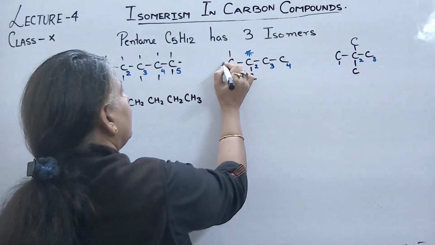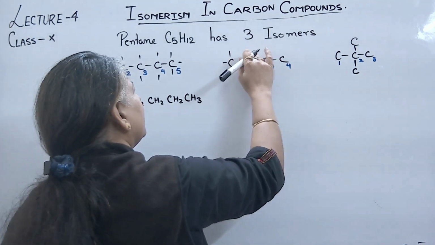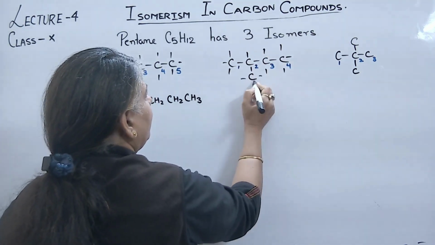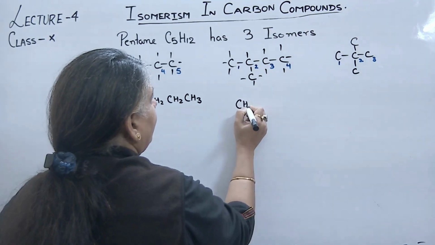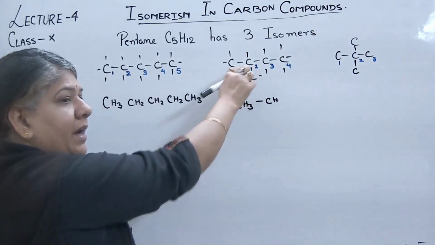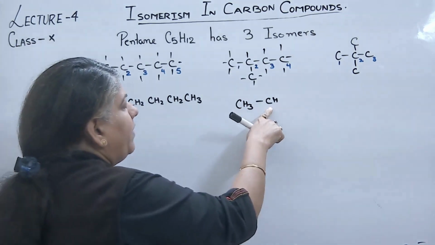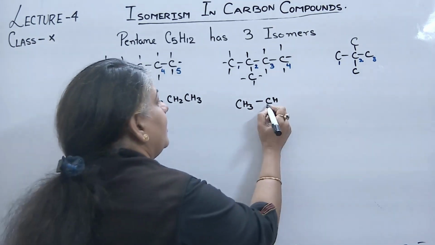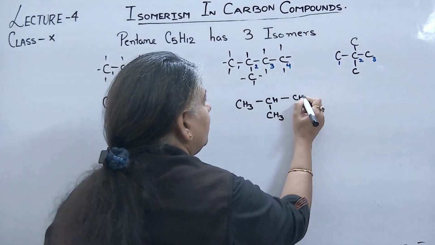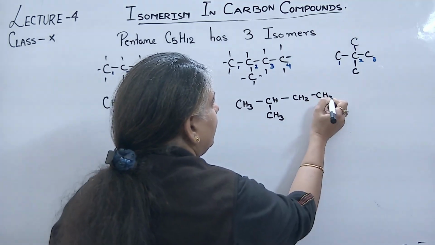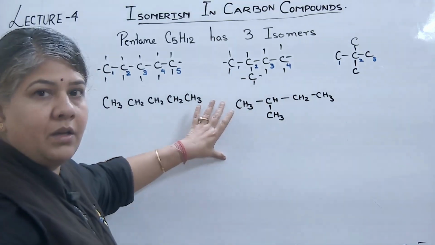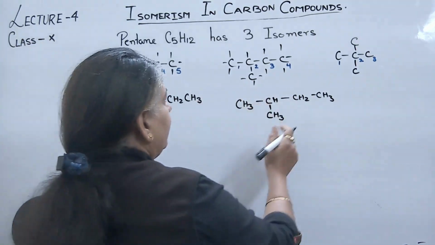Here CH 2, 3. 1, 2, 3. So again you can write CH3, then CH, since branching has happened at carbon number 2, so number of hydrogens are reduced. CH, then CH3, then CH2 and CH3. So this carbon skeleton will help you to frame the exact formula.